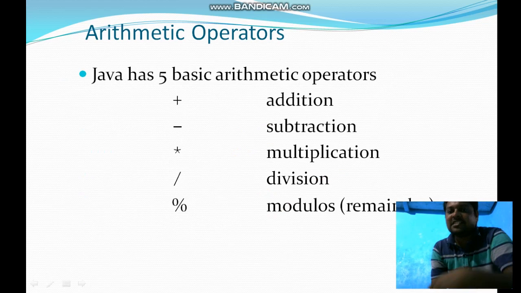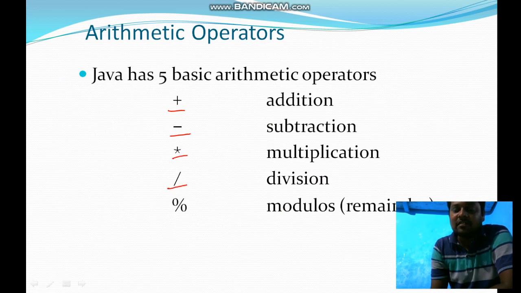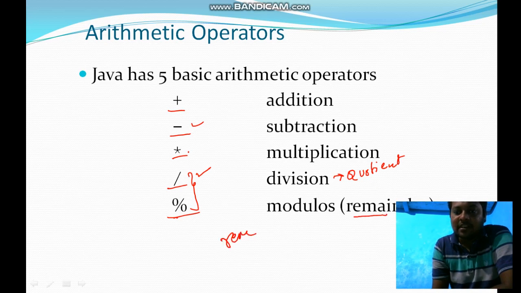First, we have the arithmetic operators. In arithmetic operators we have five basic operators: plus, minus, multiplication, division, and modulus. This is used for adding numbers, and this is used for subtracting numbers. This is used for multiplication, and these two operators you have to know, because they differ a little. Division gives the quotient as a result. Modulus gives the remainder as a result. We will see these operators one by one.